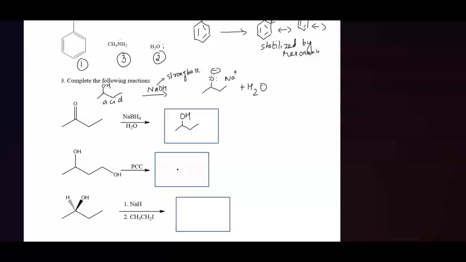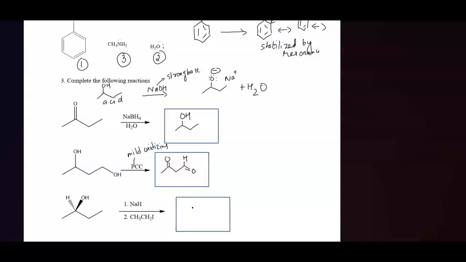The next one is we have two OH groups, and then PCC is my oxidizing agent. But remember, PCC is a mild oxidizing agent. So the result would be that only your primary alcohol would be oxidized, and the secondary alcohol will remain intact. So we have 1, 2, 3, 4, 1, 2, 3, 4. So you're changing this into an aldehyde.